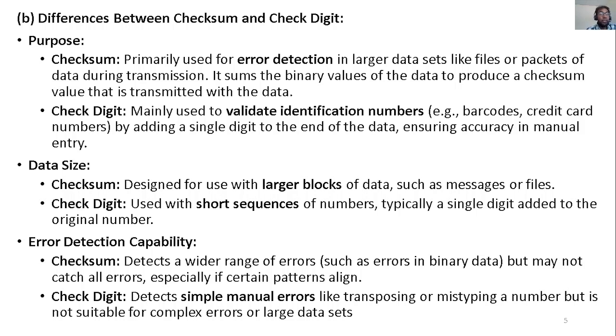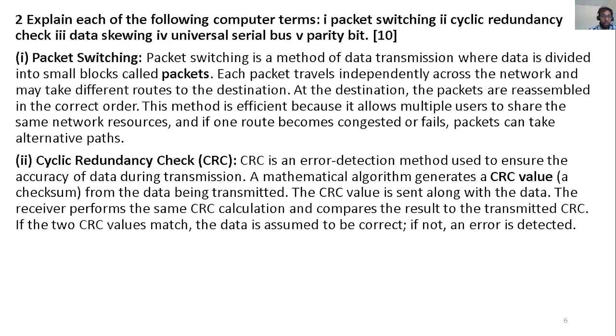Then there is data size. Checksum is designed for use with larger data blocks such as messages or files. Check digit is used with short sequences of numbers, typically a single digit added to the original number. Then error detection capability of both. Checksum detects a wider range of errors, such as errors in binary data, but may not catch all errors, especially if certain patterns align. Check digit detects simple manual errors like transposing or mistyping a number, but is not suitable for complex errors or large data sets.